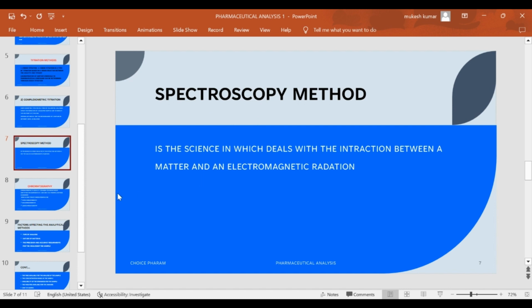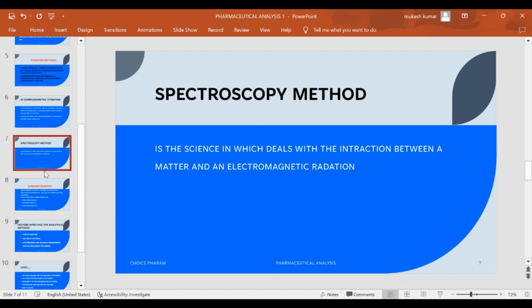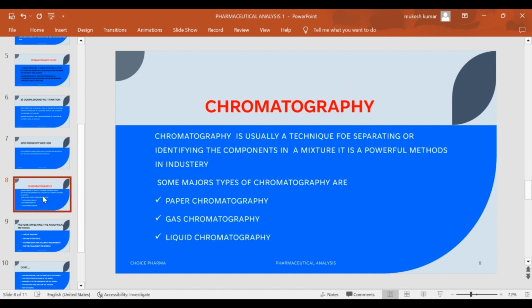Last method is chromatography method. Chromatography is a usual technique for separating and identifying the components in a mixture. It is a powerful method in industry. Some major types of chromatography are: first is paper chromatography. Next is gas chromatography, liquid chromatography, HPLC, etc.